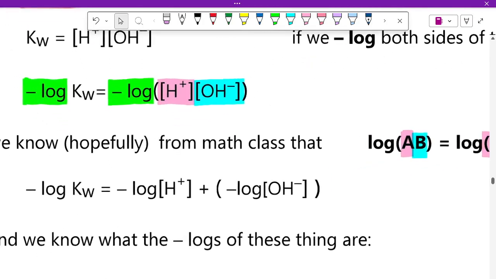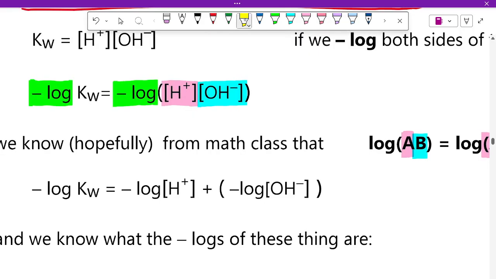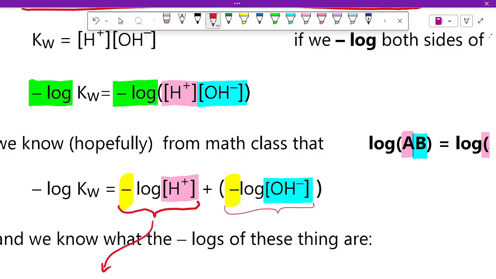So we still have that negative there, so we're going to keep the negative around. The negative's just hanging out here, and it's hanging out here. But we're adding now. We've got the negative log of hydrogen plus the negative log of hydroxide. Now, what is negative log of hydrogen? Negative log of hydrogen is pH. What is negative log of hydroxide? pOH. And what is negative log of KW? pKW.